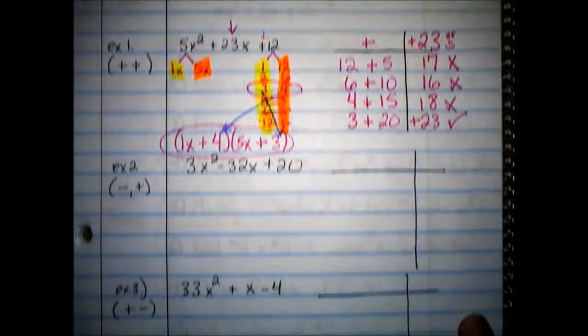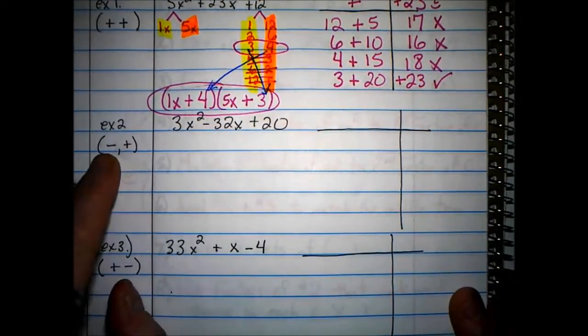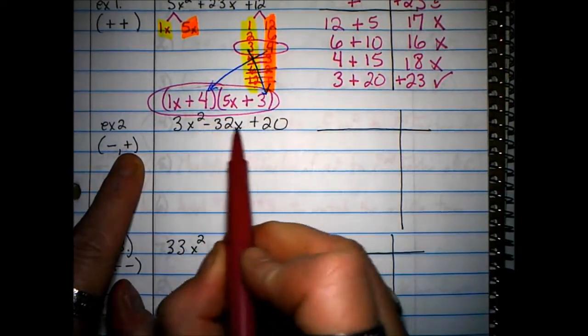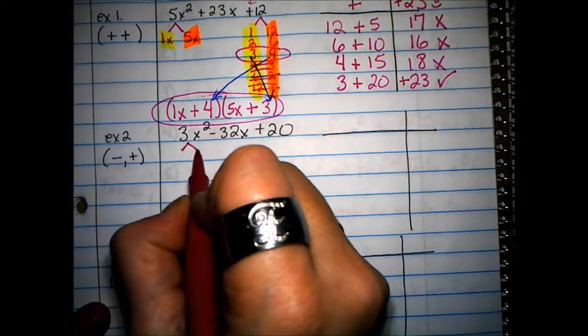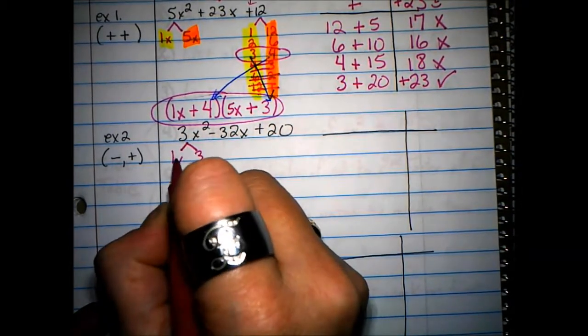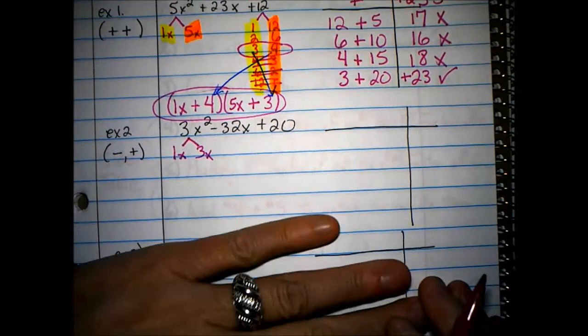Okay. Let's go with number 2. This is a minus plus type problem, but I'm going to do the same process. I'm going to take the first term and split it into its factors, which this one is just a 1 and a 3.